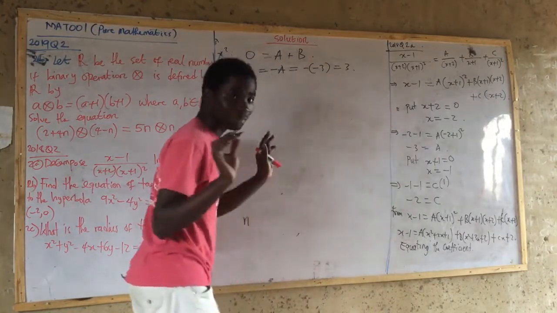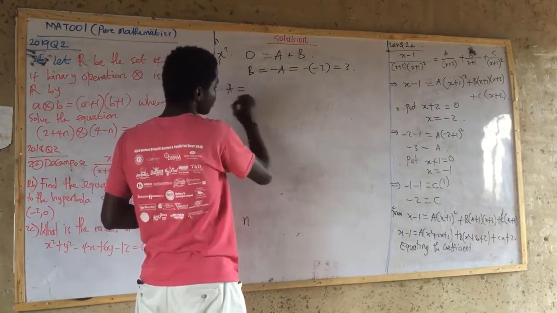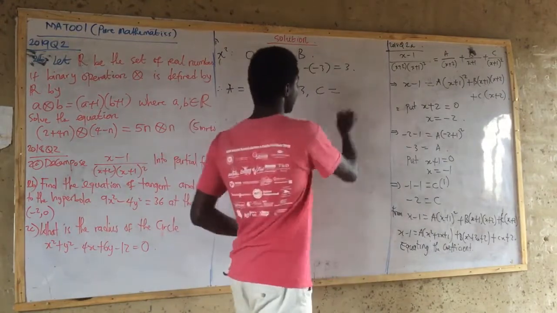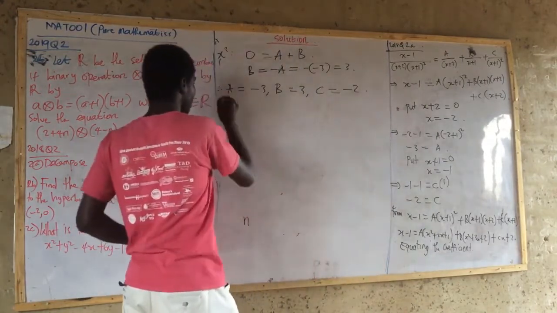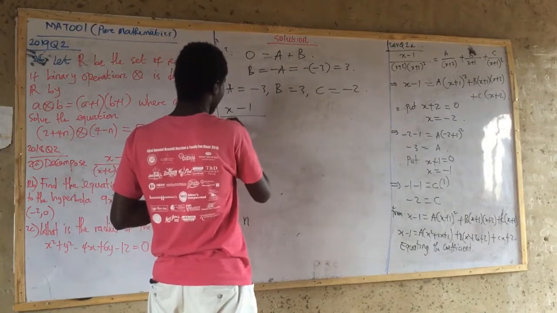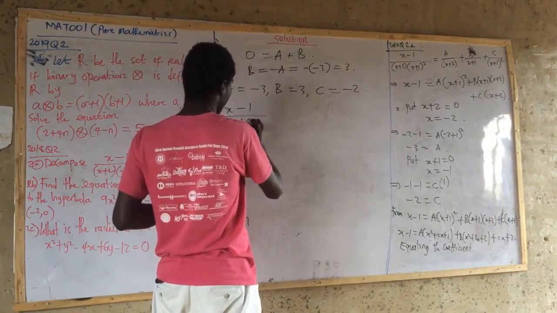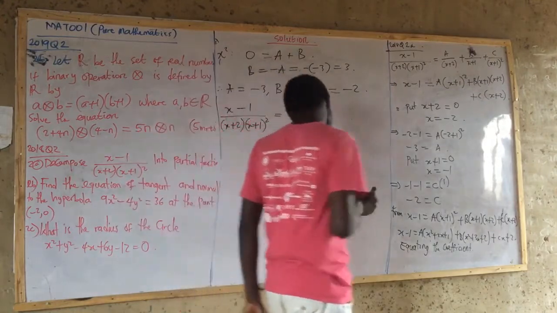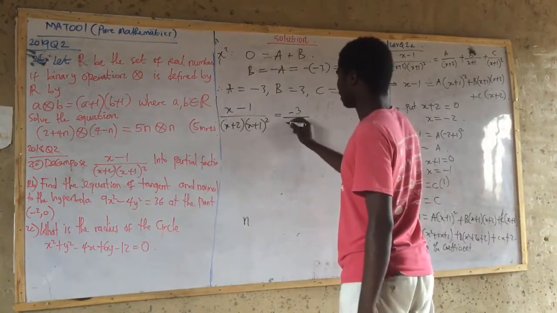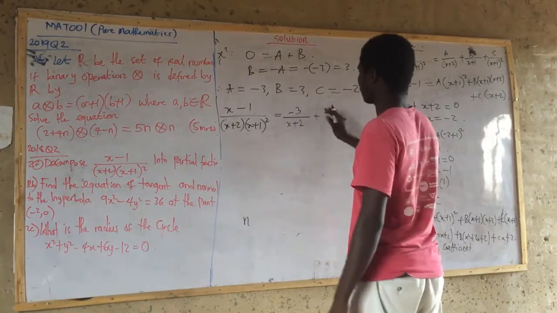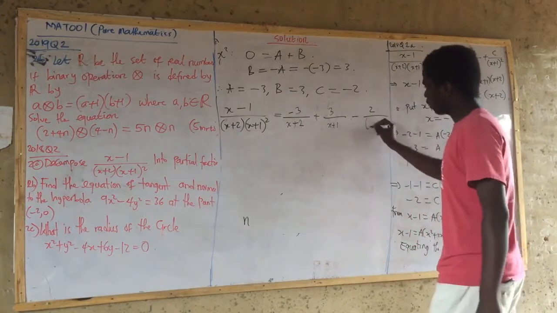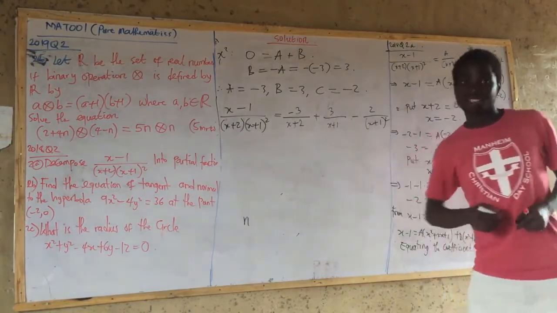So that I'm done. Therefore a is equal to minus 3, b is 3, and c is equal to minus 2. So the answer to my question, the decomposition, will now be x minus 1 over (x plus 2)(x plus 1) all squared, which is minus 3 all over x plus 2 plus b is 3 all over x plus 1 minus 2 over x plus 1 all squared. And that's all.